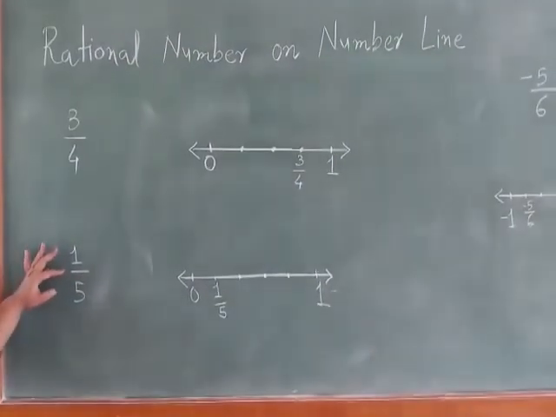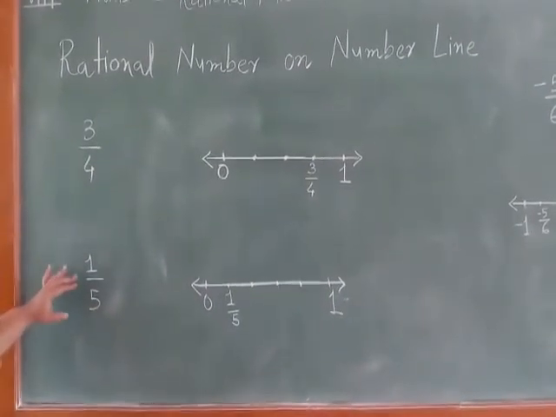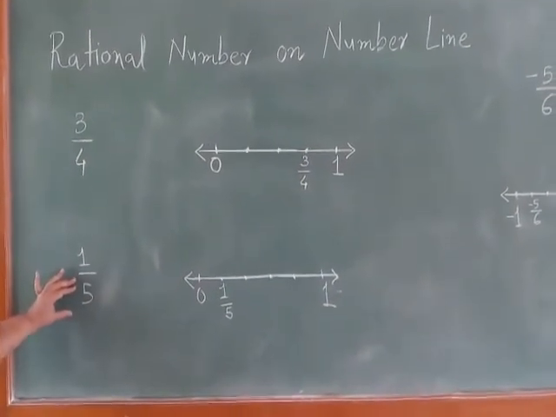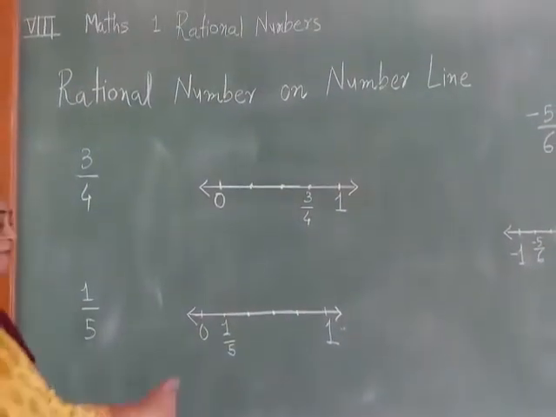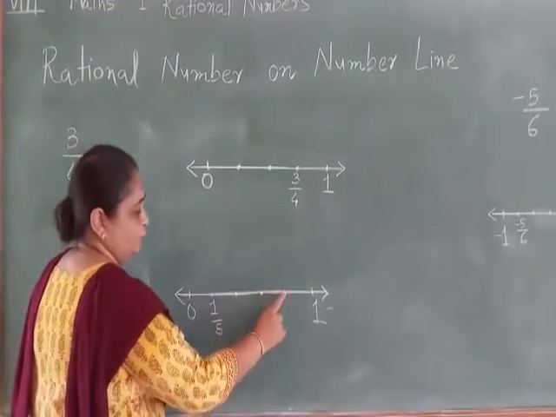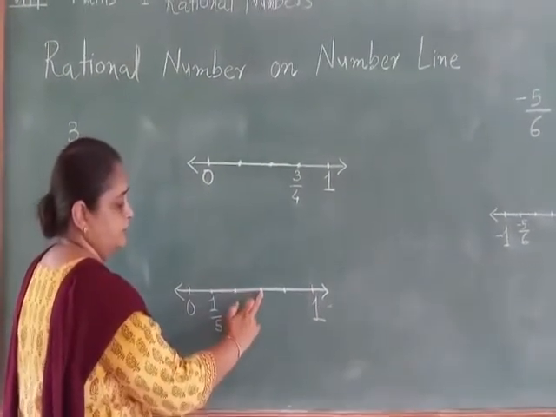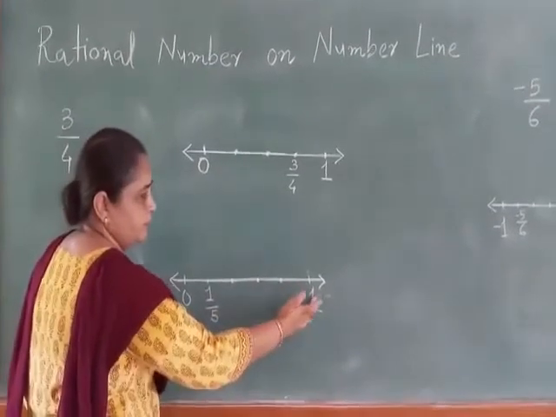Let's understand this with another example, 1 by 5. Here the denominator is 5. So I need 4 points between 0 and 1. This is 1, 2, 3 and 4. And this is the fifth part. 1 by 5, 2 by 5, 3 by 5, 4 by 5 and 5 by 5, that is 1.